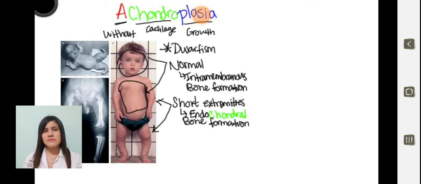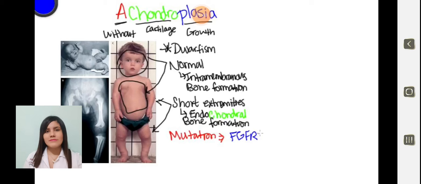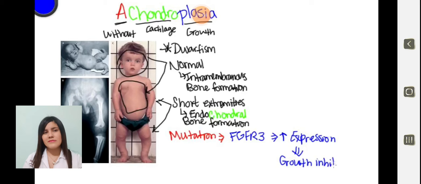These individuals have an activating mutation on the fibroblast growth factor receptor 3. So the FGFR3 is increased in expression, so you have too much of this receptor on the cell surface, and what your body does is it responds by saying, hey, you're giving too much of a growth signal, so they're going to inhibit growth. So growth is going to be inhibited.